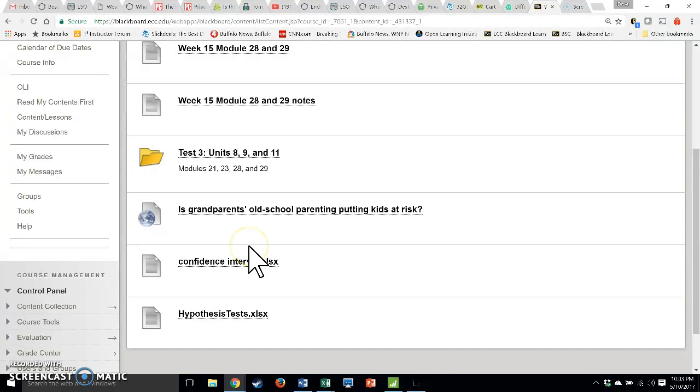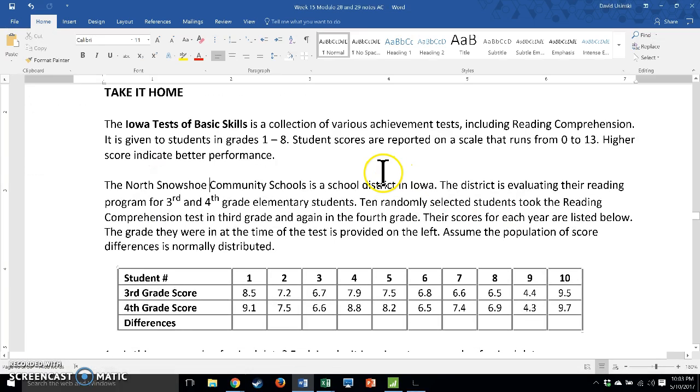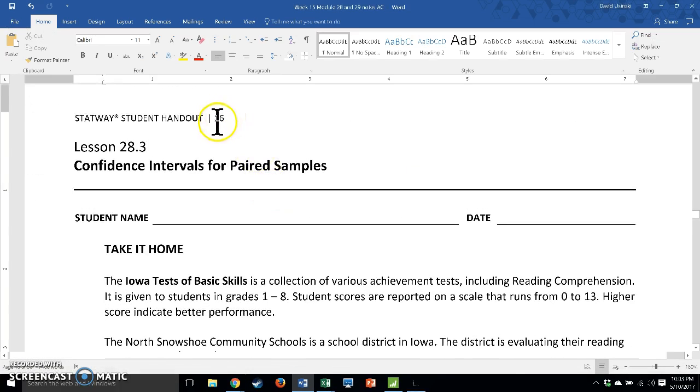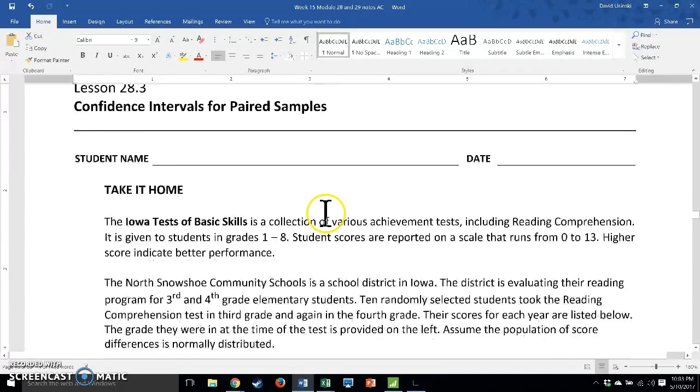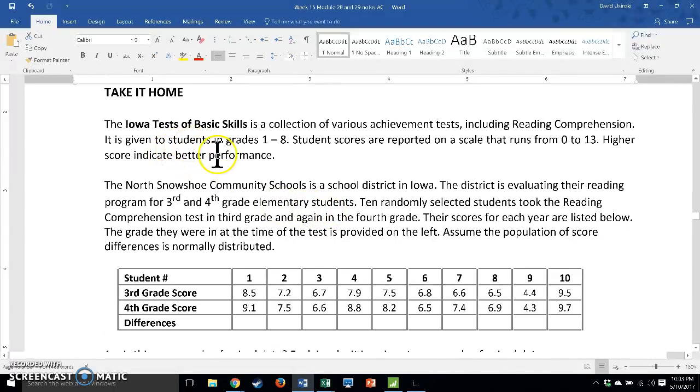So for this example, I want to do a confidence interval of a paired difference. So let's take a look at the problem. We're on page 16, and this is about an Iowa test of basic skills for third graders and fourth graders. If you read through it, we have 10 random students where their scores were selected from third grade and fourth grade on this Iowa test.